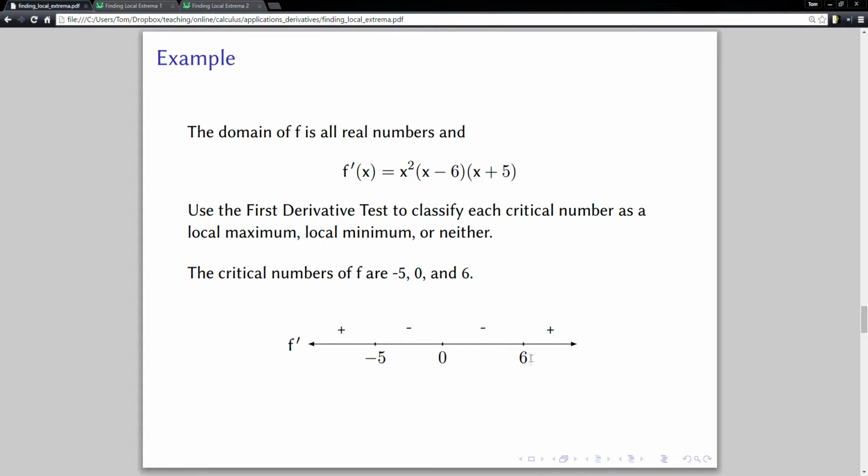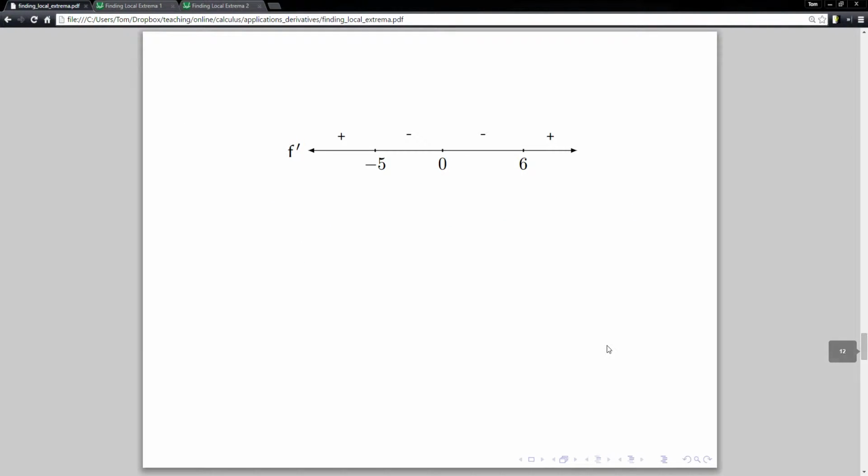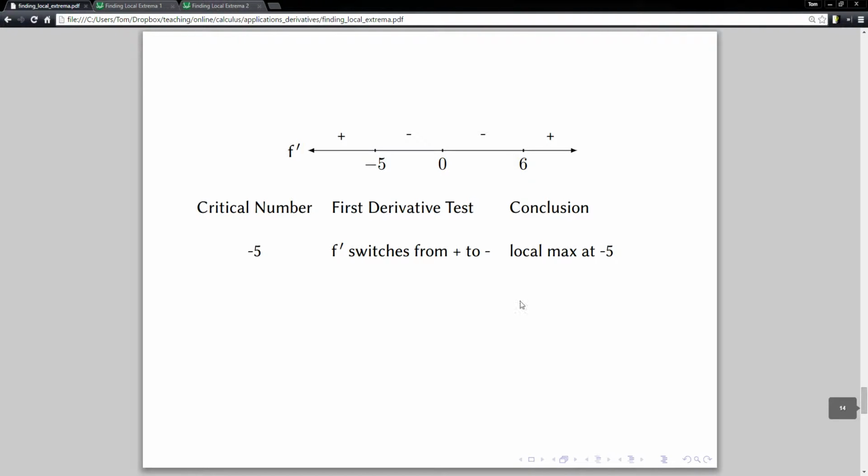Once you have the sign diagram, it's just a matter of using the first derivative test. So let's take a look at that. There's our sign diagram again so we can reference it. We are going to look first at the critical number -5. At -5, the derivative was positive, and then it switched to negative. So the derivative switches from positive to negative. According to the first derivative test, there is a local max at -5.